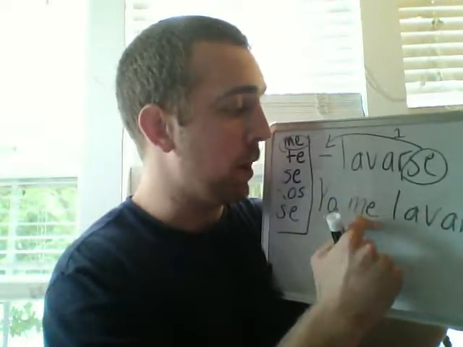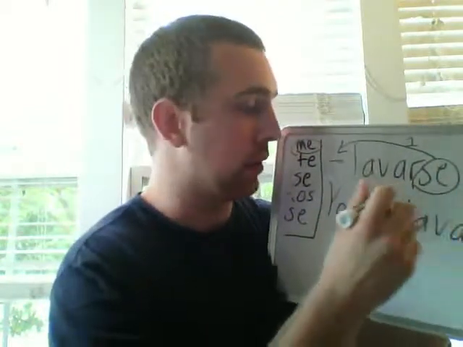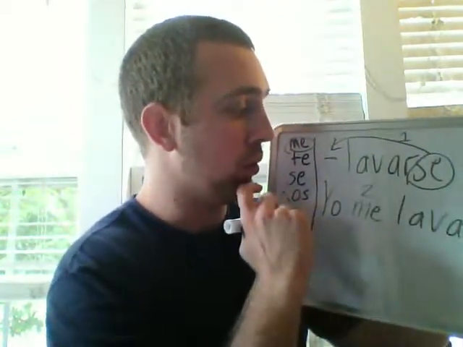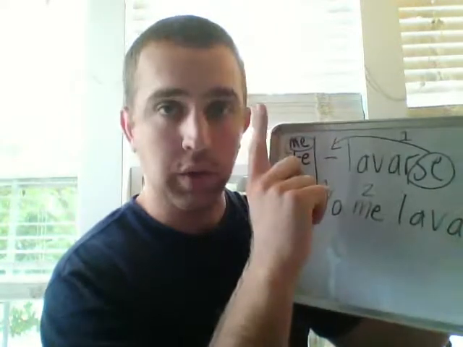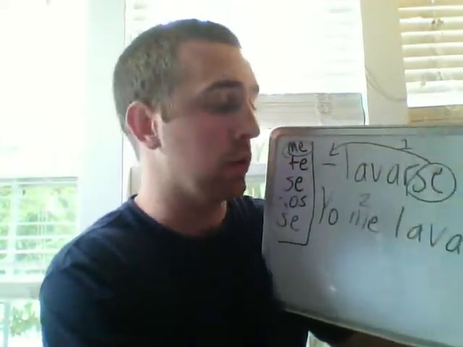So, yo me lavar. Now, those two work together. I with myself. It kind of makes sense. That is step 2 right there. We have one more step. We're almost done. This might be the easiest one. This is the one you hopefully have the most practice with.